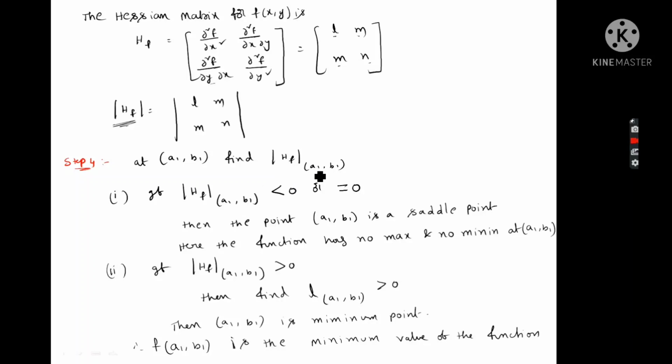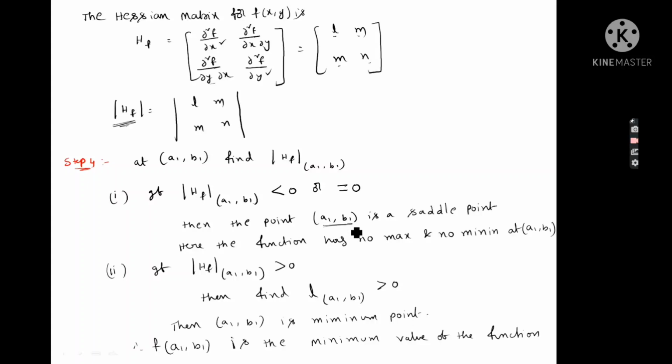If, after substituting A1, B1 in the Hessian matrix, that value is negative or equal to 0, then that point is called a saddle point. That means at this point the function has no maximum and no minimum. When you substitute the stationary point in the Hessian matrix and that value is either negative or equal to 0, then the function has no maximum and no minimum at this point. That point is nothing but a saddle point.